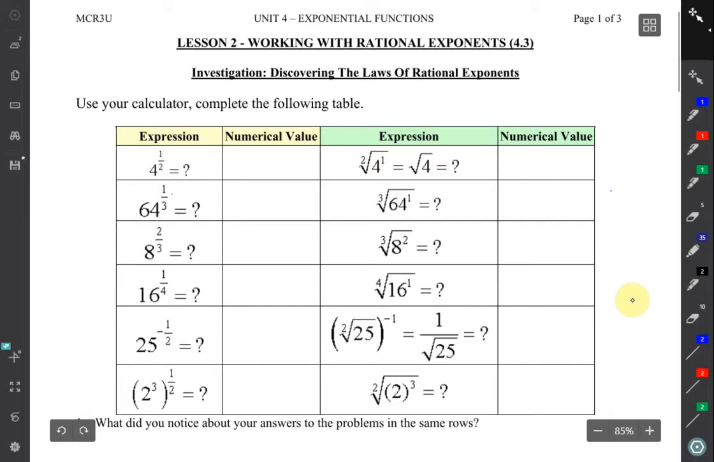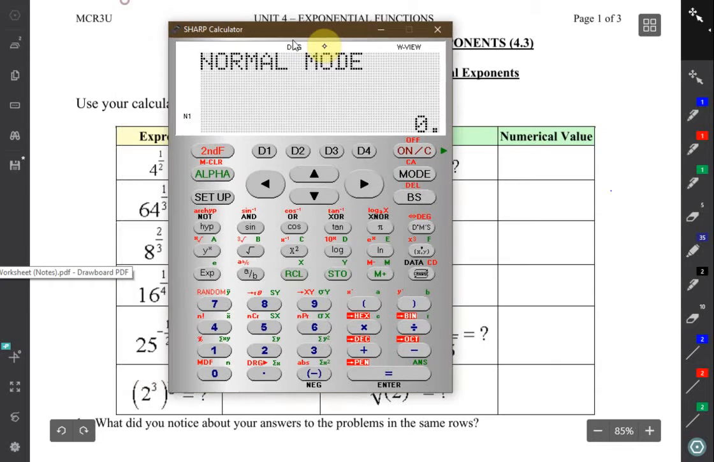So what we're going to be looking at in this first investigation is understanding what the connection is between rational exponents and their counterparts in radical form. We're going to need to be able to use the calculator to do these calculations. So I'm just going to review that to make sure everybody's comfortable with these operations.